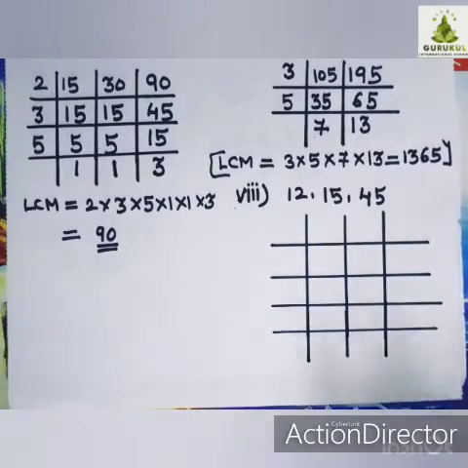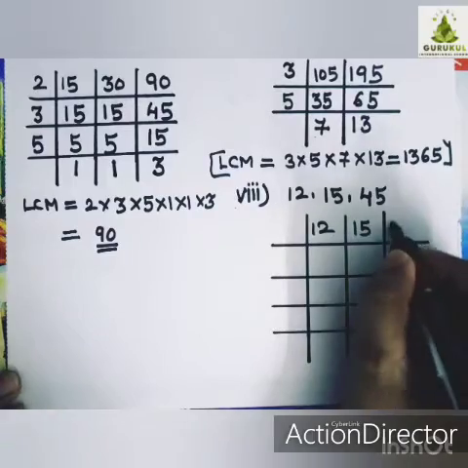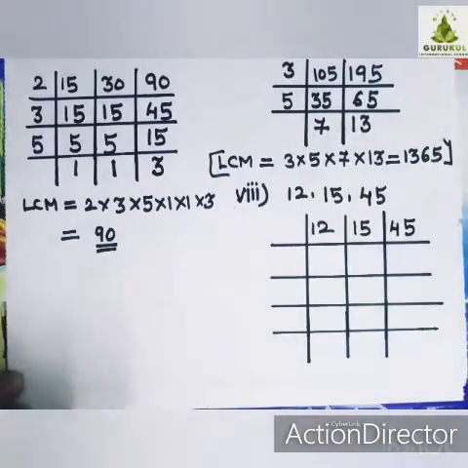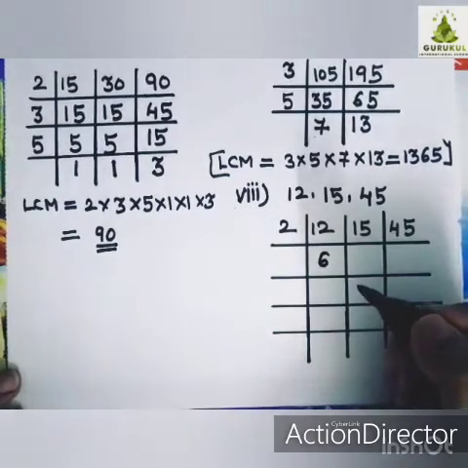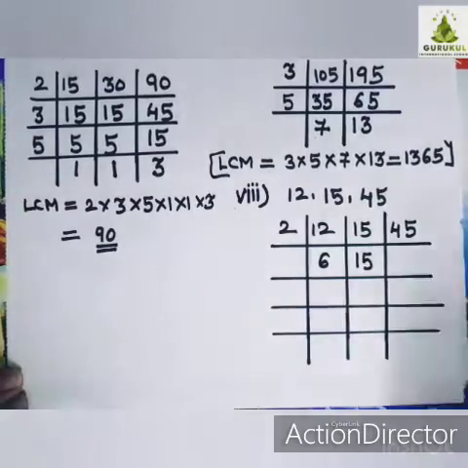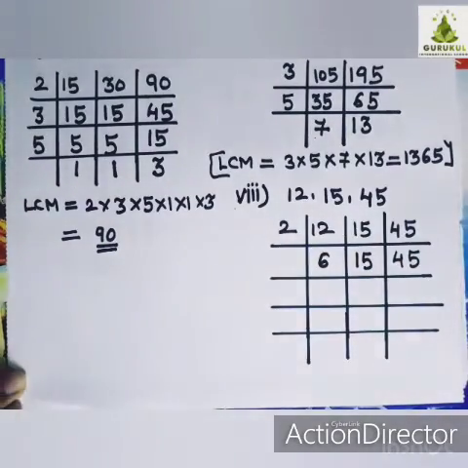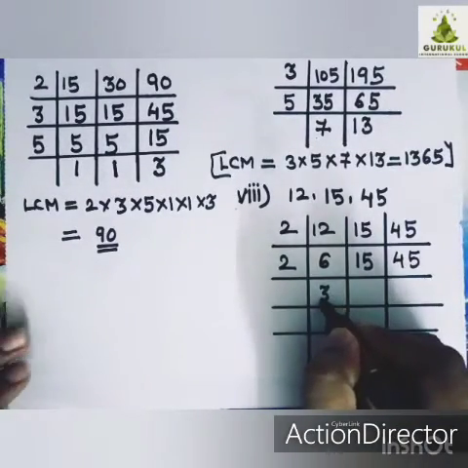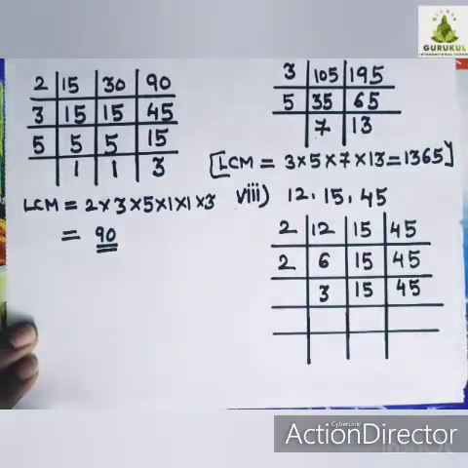Okay? Next. 8th one, 12, 15 and 45. Start with 2. 2 6s are 12 and 15 you can't divide by 2. So 15 as it is. 45 also you can't divide, so 45 as it is. Again continue with 2. 2 3s are 6. 15 will be as it is. 45 will be as it is.